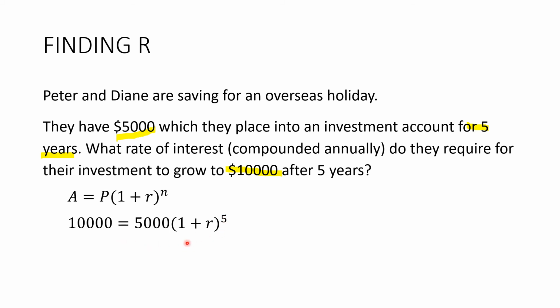Okay, we need to solve this. Now, a little bit more complicated because we've got 2 things to move, the 5,000 and the power of 5. We're going to move the 5,000 because it's most by itself. This is a times by 5,000, so it's going to come over as a divide by. So let's do that. So across the amount comes over as divided by $5,000. So 10,000 divided by 5,000 is 2. So 2 is equal to 1 plus R to the power of 5.